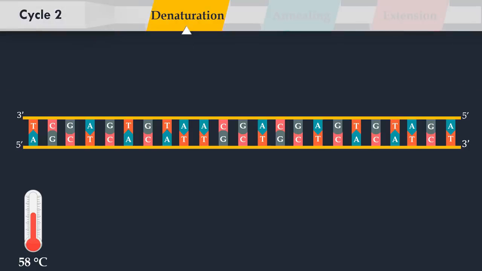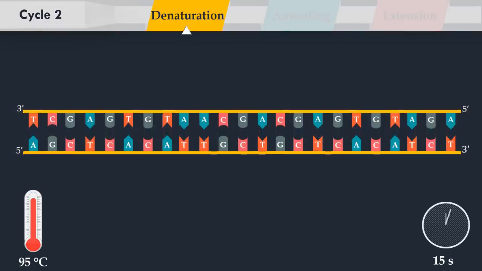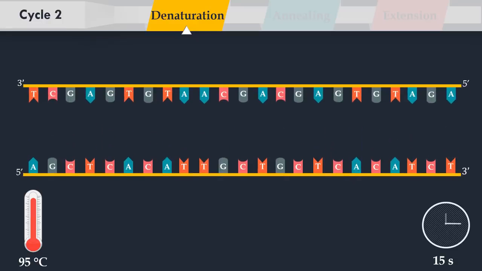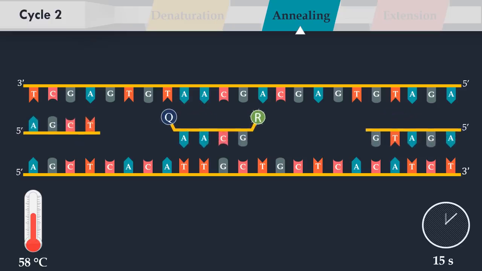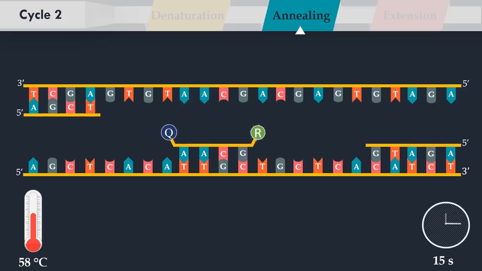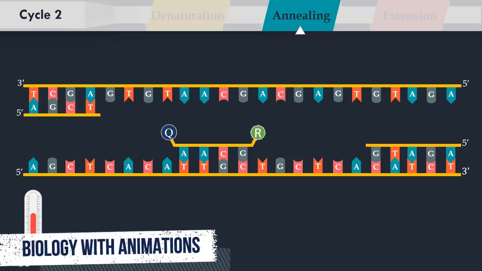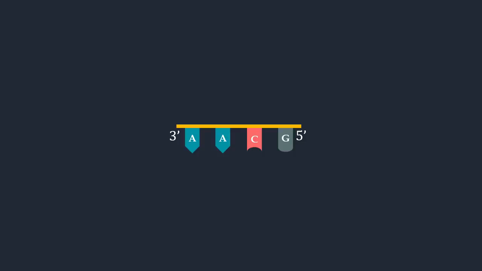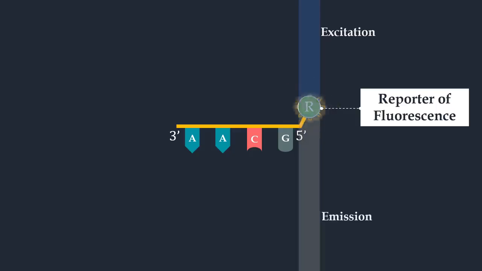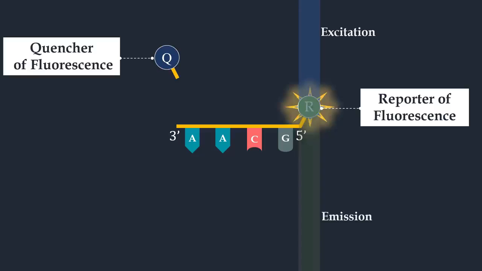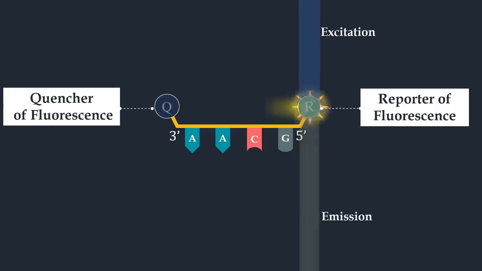Then, the denaturation of this double-stranded DNA is performed, yielding 2 single-stranded DNA molecules. In the next step, the reaction temperature is lowered, allowing annealing of the primers to each of the single-stranded DNA templates and annealing of the TaqMan probe to its complementary part of the target DNA. The TaqMan probe consists of a fluorophore covalently attached to the 5' end of the oligonucleotide probe. The fluorescence is emitted by the fluorophore when it is excited by the cycler's light source. Also, this probe consists of a quencher at the 3' end. The close proximity of the reporter to the quencher prevents detection of its fluorescence.